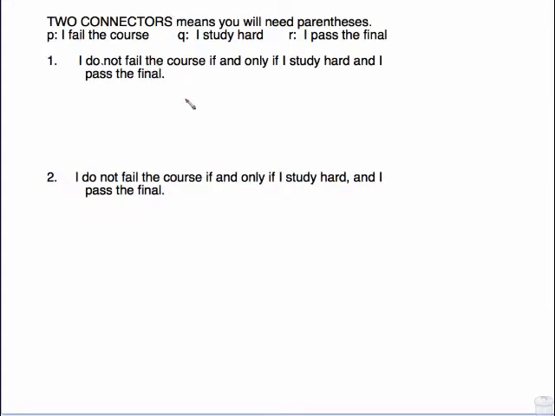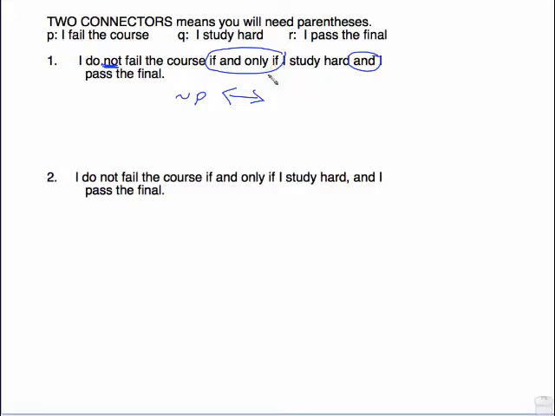Let's see if we can use what we just learned in the chart to be able to translate these into symbols. Let's go through there and find any of our connectives. If and only if is a connective. Study hard and I pass the final. The others, look for any nots. We have a not right there. So if and only if will be the double arrow. What do you see in front of that? I do not fail the course. P was fail the course. Do not fail the course is not P.